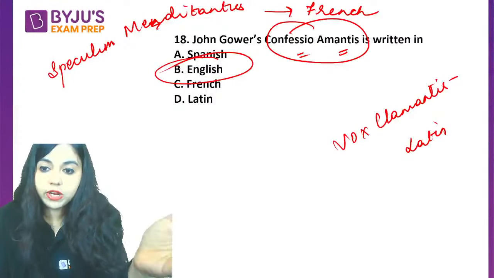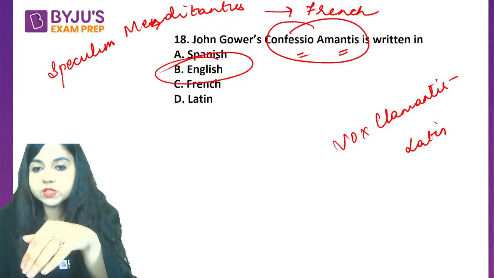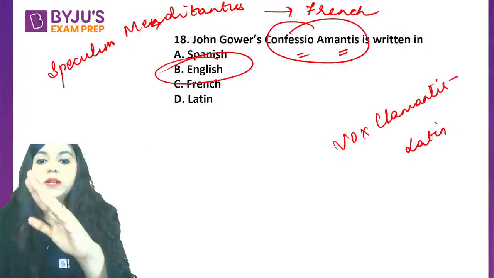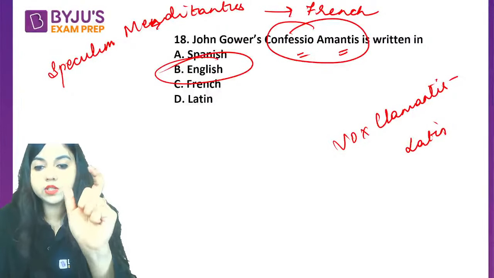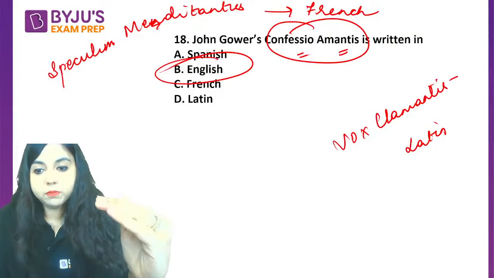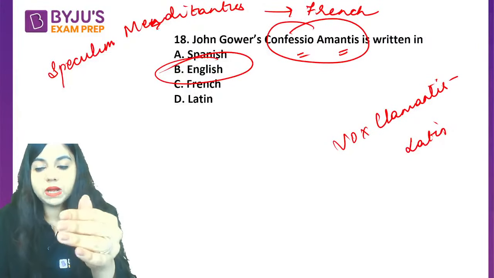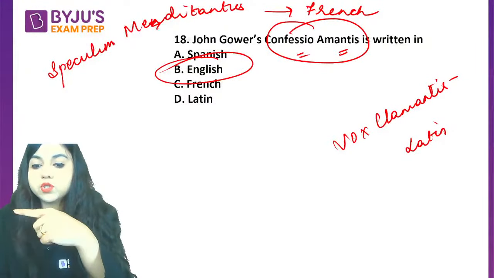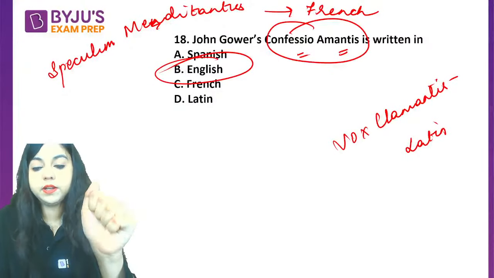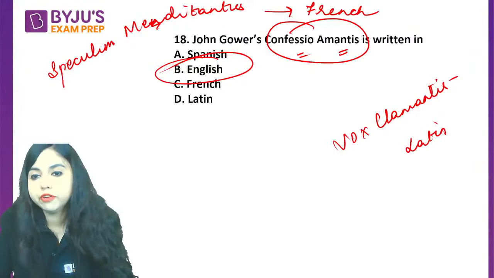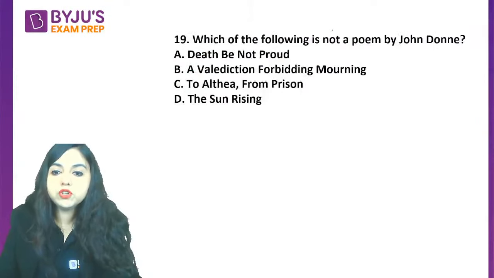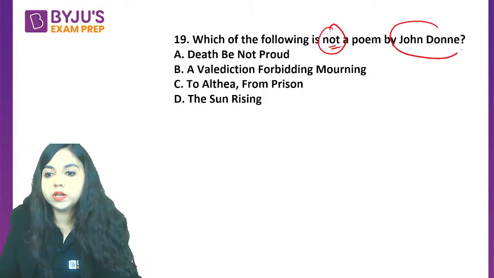So you have the French phase, the Latin phase, the English phase, just like in Geoffrey Chaucer it's French, Italian and English. Here it's French, Latin and English in the case of John Gower, a contemporary of Chaucer. First is Speculum Mendicantis in French, second is Vox Clamantis in Latin, third is Confessio Amantis in English. Confessio Amantis is a collection of short narratives telling you about love and life. Okay, moving on to which of the following poems is not a work by John Donne?